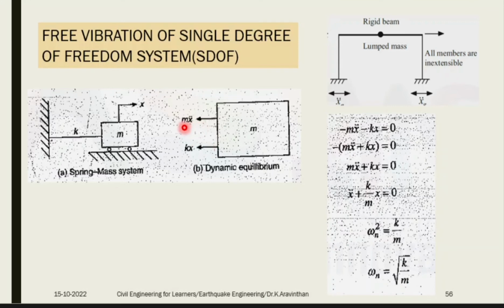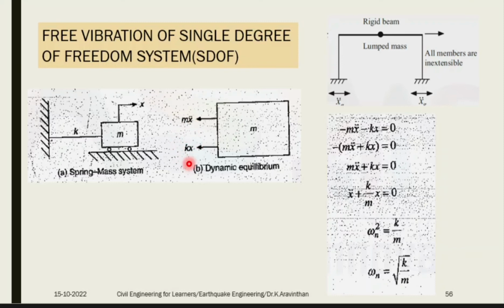M x double dot. What is this x double dot? It is acceleration. X is displacement, x dot is known as velocity, x double dot is known as acceleration. Now M x double dot, you have to write the mass component in terms of x double dot. Why? What is called force? Force is mass times acceleration. Force equals M into x double dot. This is the mass force and this is the stiffness force.